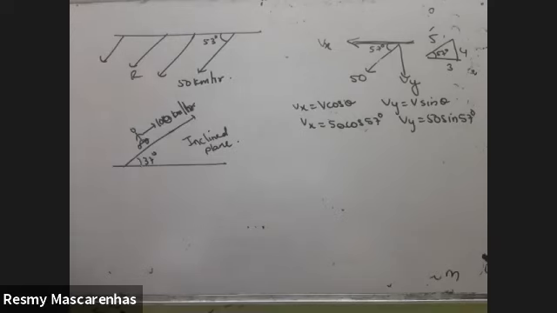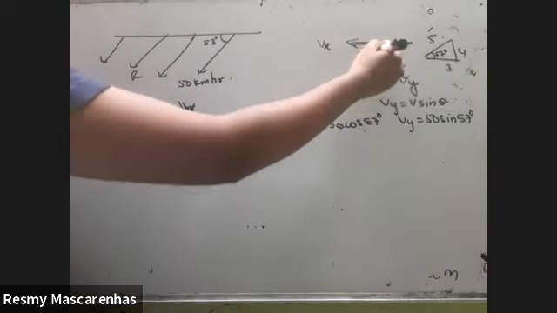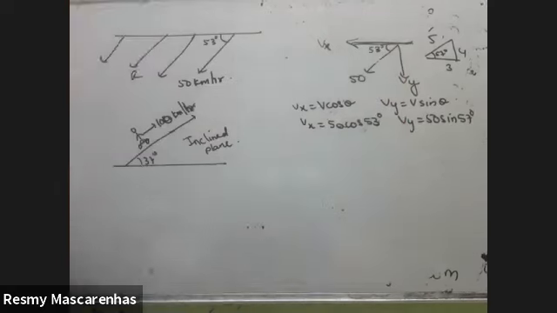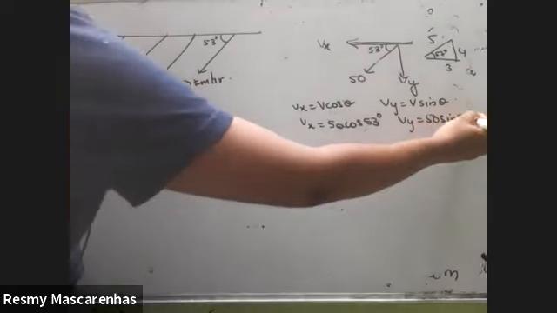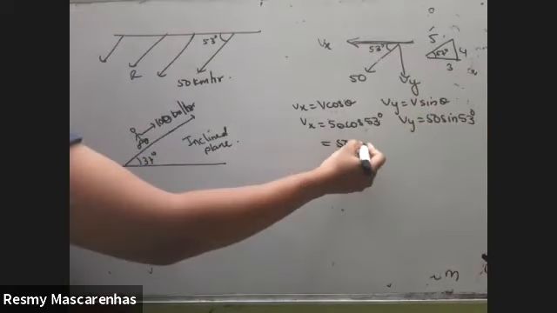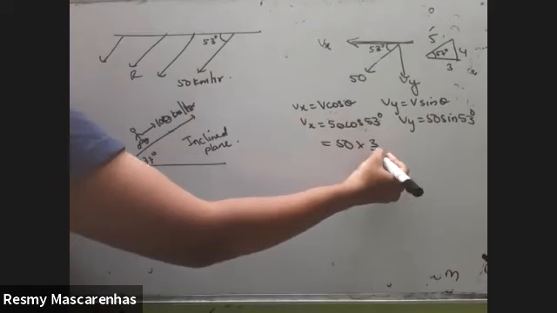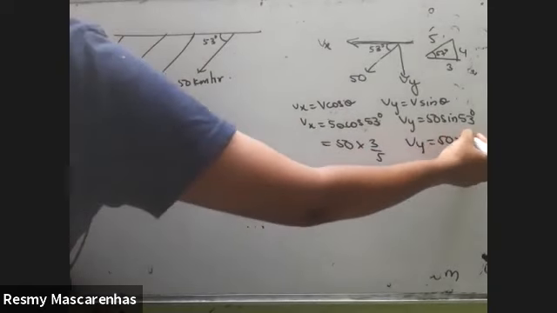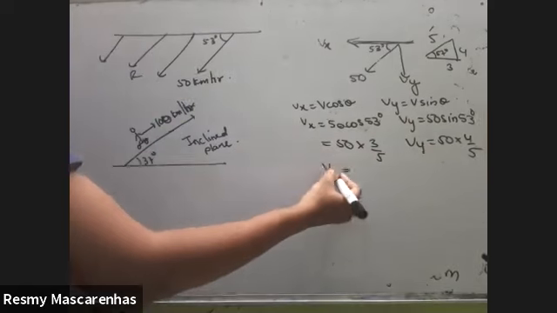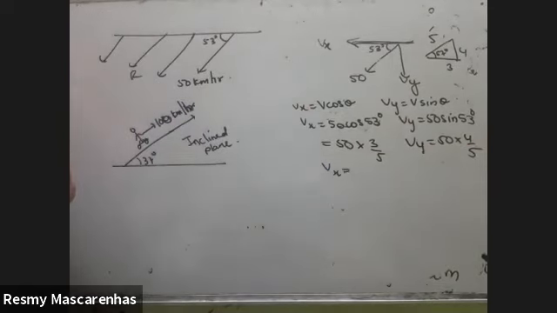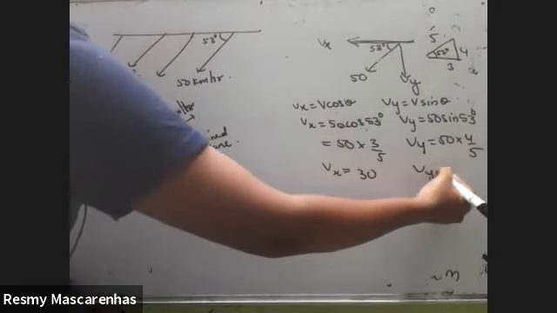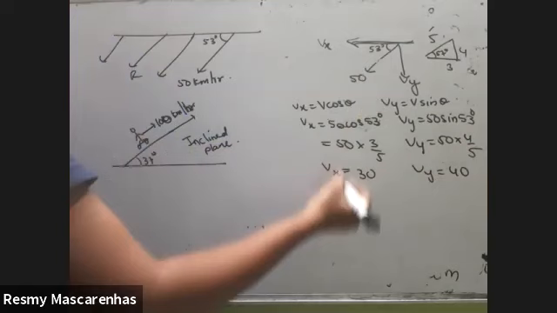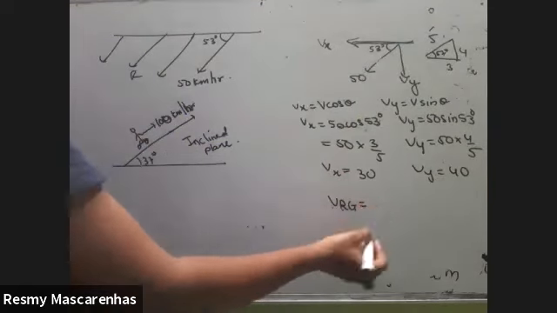So cos 57, or is this 53? Again, I missed. That is 37, this is 53. Cos 53 is 3 by 5 and V by 4 by 5. So it will be ulta now. Your Vx will be 30. Your Vy will be 40. So total velocity of rain with respect to ground will be.